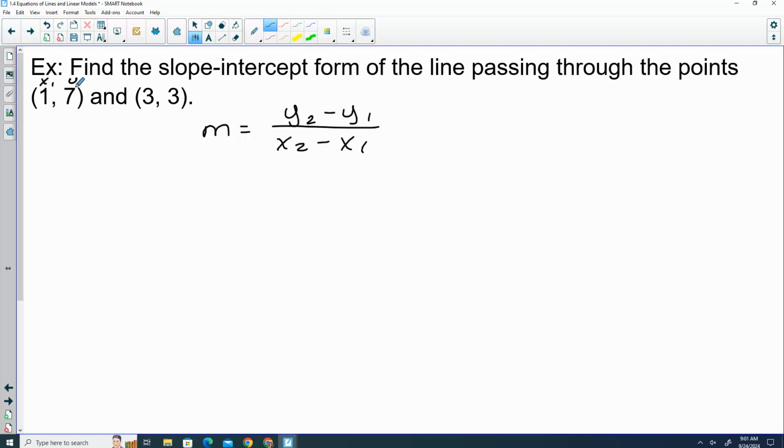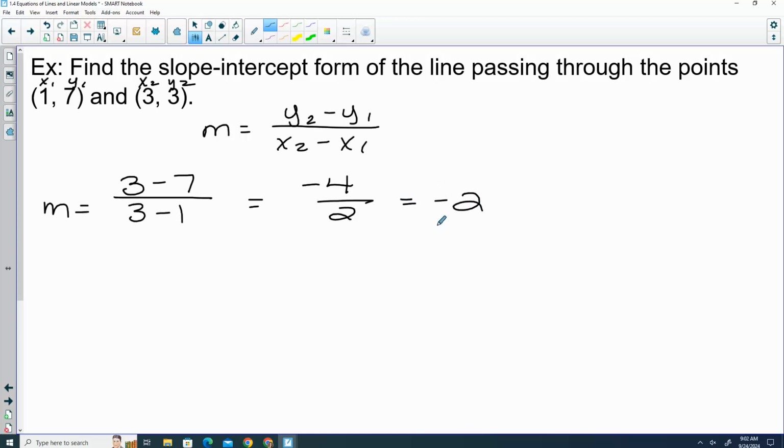So this is like our x1, y1, x2, y2. So our slope would be 3 minus 7 over 3 minus 1. So we get negative 4 over 2, which is just negative 2. All right, then if I'm going to use point slope form, I need a point and I need a slope. I have my slope. Does it matter which of my 2 points I use? No, so you pick one.